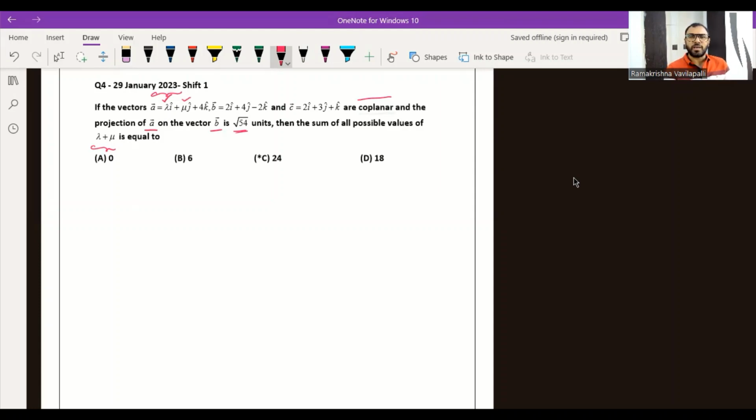So here, what is part 1? So part 1 is A bar, B bar, C bar are coplanar vectors.